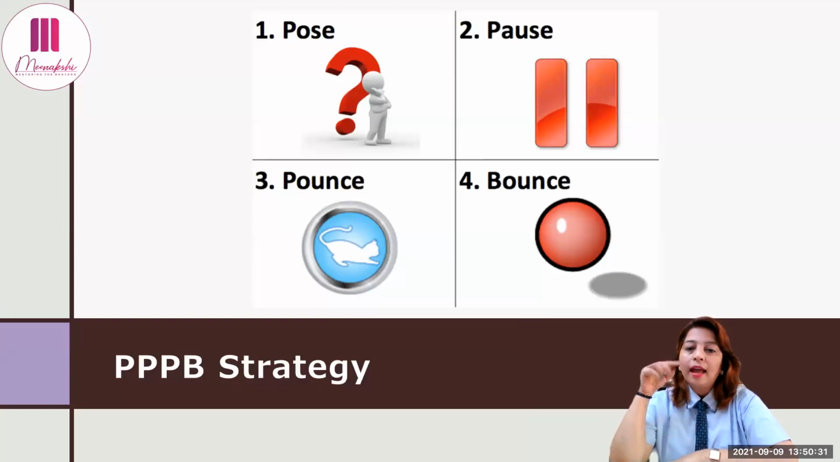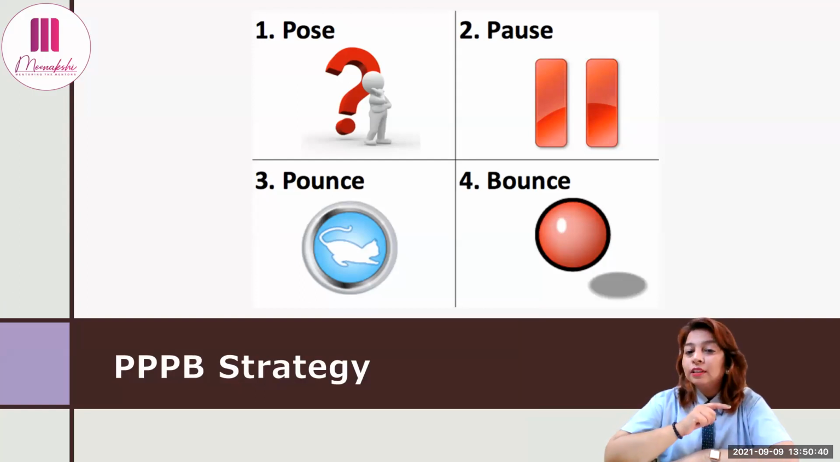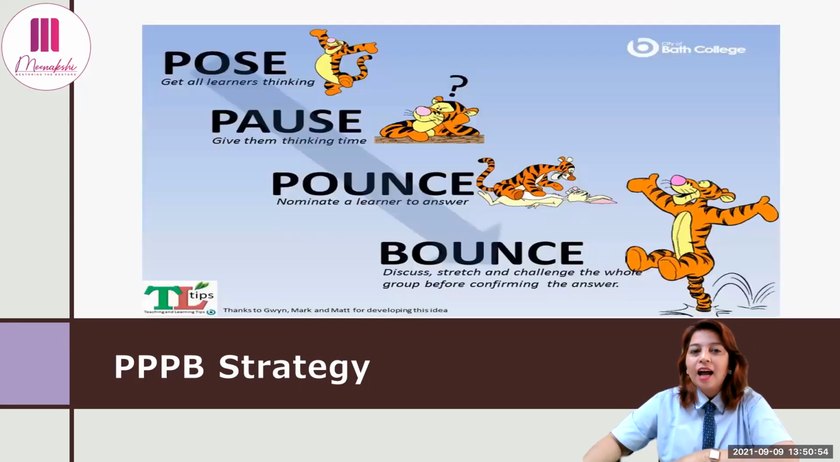posing the question and then pausing for some time. That is wait time. In an upcoming strategy, we will be talking in detail about pause, that is the wait time, and why it is important, right? And the third is pounce, just pounce and then bounce, right? We will be discussing in detail what it means and how it works.